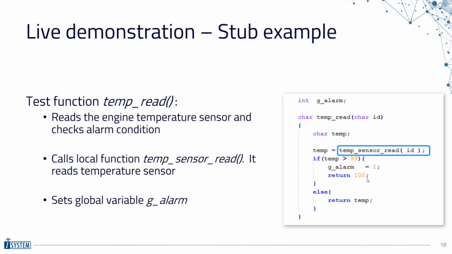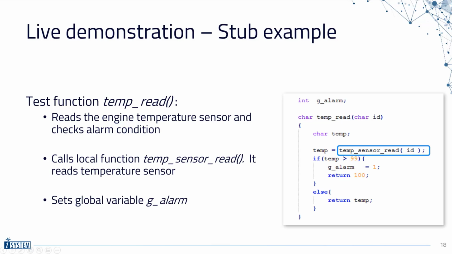So for the stub example, I will use a function called temperature read. This function calls some function called temperature sensor read. This will actually read out a temperature out of the sensor. We don't have it, so we will use a stub instead of the temperature sensor read function. This function also uses the global variable GAlarm. GAlarm is set to raise the alarm if the temperature is too high. In the case the temperature is above 99, this will raise the alarm.